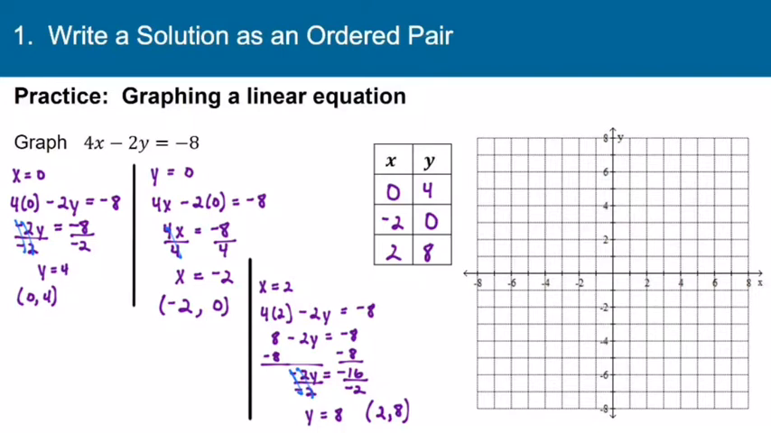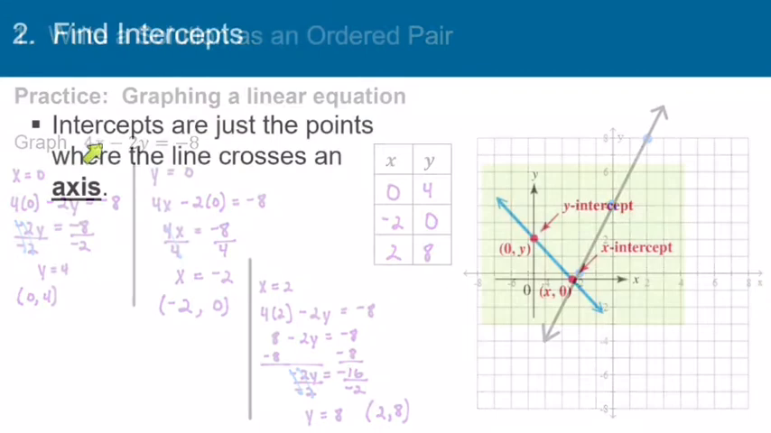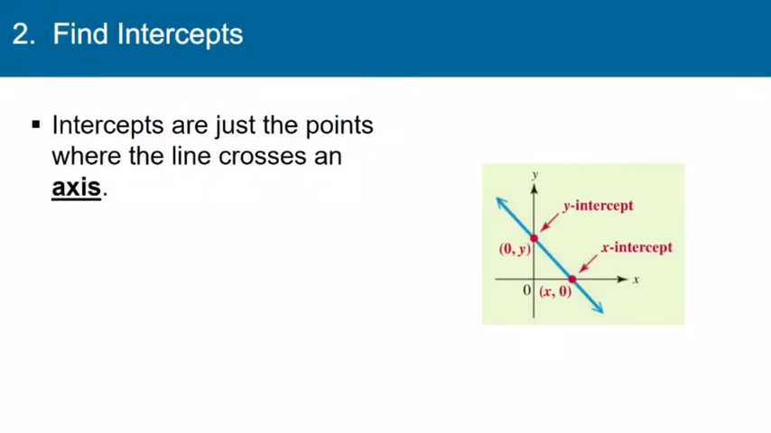Now we can just plot our 3 points. So 0, 4 would be starting from the origin, go up 4. Negative 2, 0 would be starting from the origin, go left 2. And 2, 8 would be starting from the origin, go right 2 and up 8. And now we'll just draw the straight line that goes through all 3 of those points. And there's your graph. Now let's talk about intercepts.